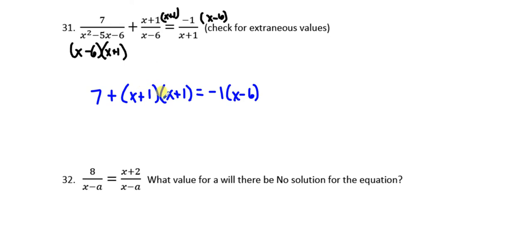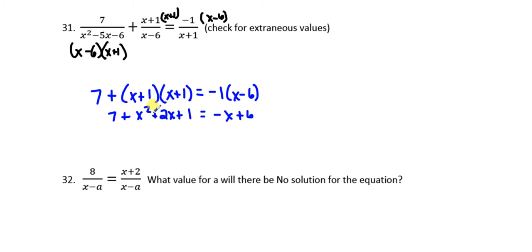Unfortunately, we're going to end up with a quadratic and have to set it equal to 0. We didn't do too many of these. This is 7 plus x plus 1 times x plus 1 is x to the second plus 1x plus 1x, which is plus 2x, and then plus 1 times 1. That's foiling. X times x, x times 1, 1 times x, and 1 times 1. Gives me x squared plus 2x plus 1 equals -x plus 6.